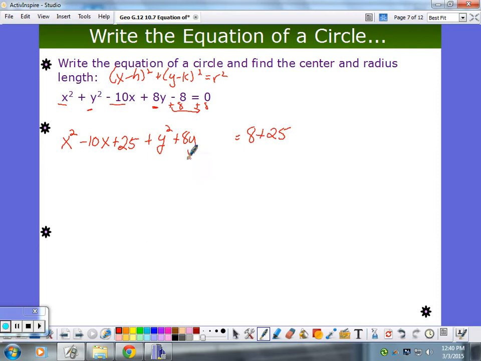We're going to do this again. Now with the y's, y squared plus 8y. I want to complete the square. Take half of it and square it. 16. I added 16 to one side of an equation, so I better add it on both sides.